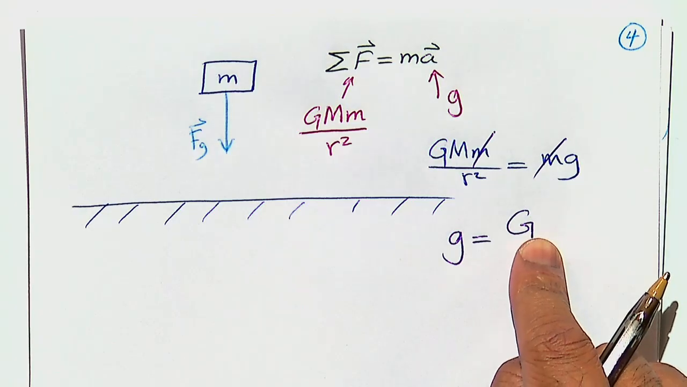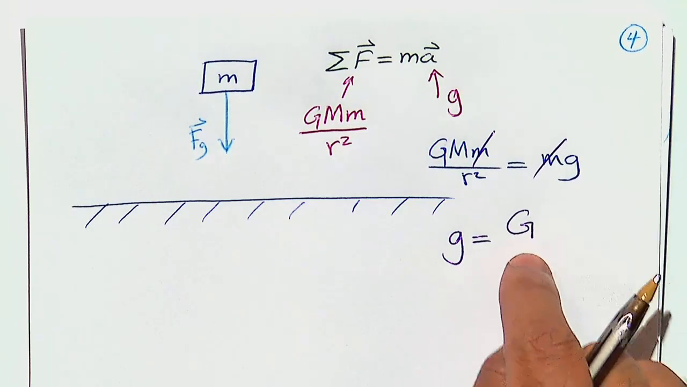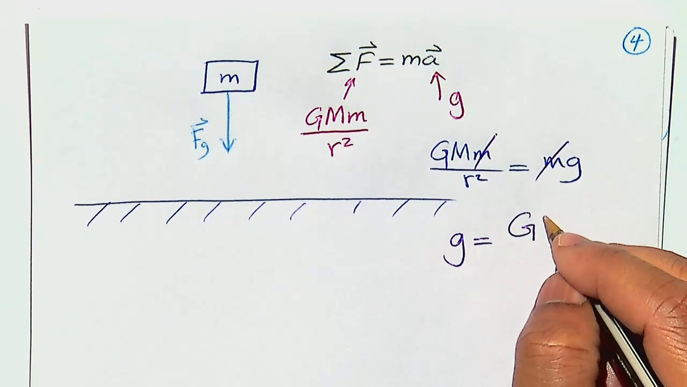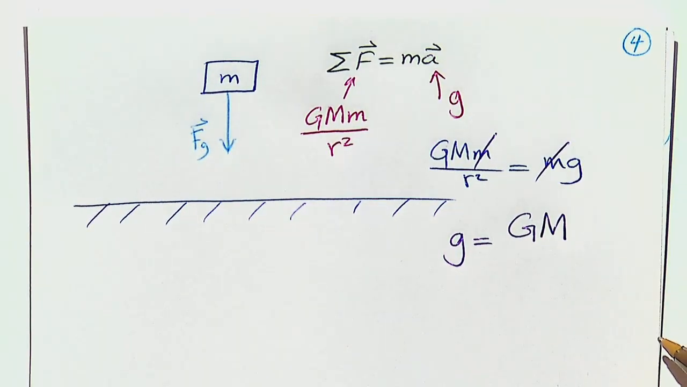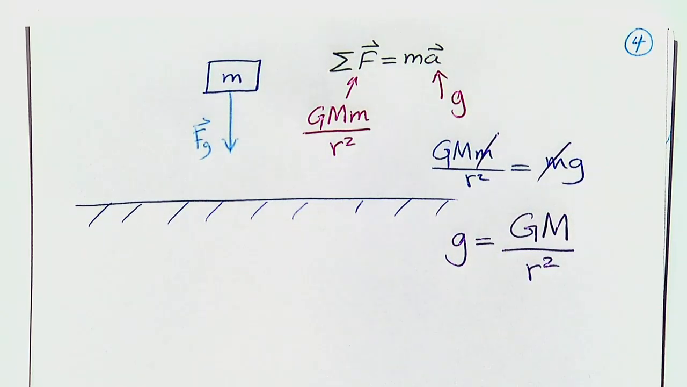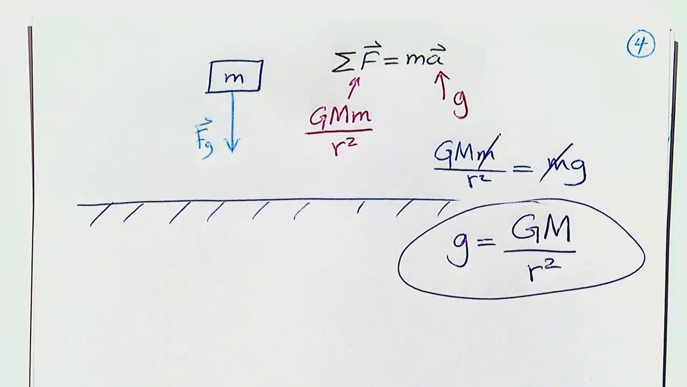That same number also shows up in Einstein's gravity, so it's a fundamental constant. Then you have the mass of the big object, let's say the Earth, the Moon, what have you, and the distance squared. And that's how you get g.